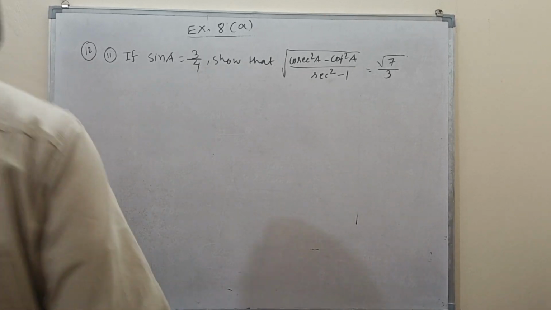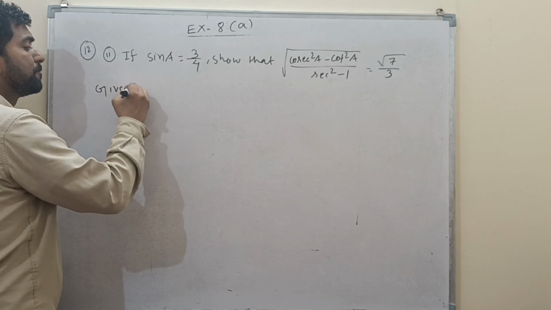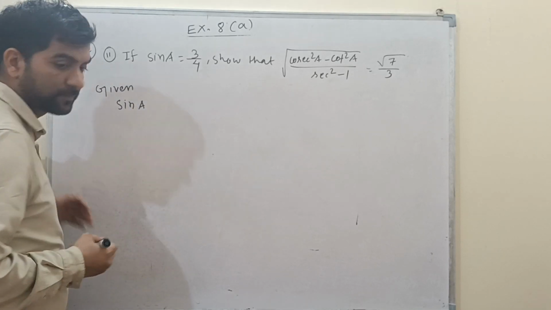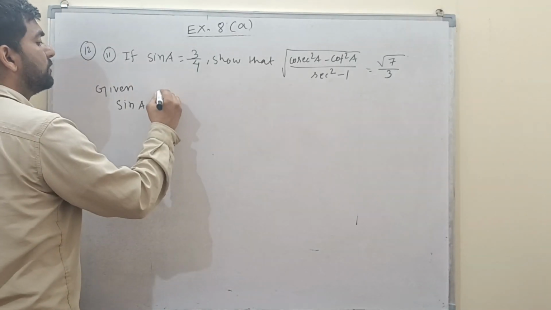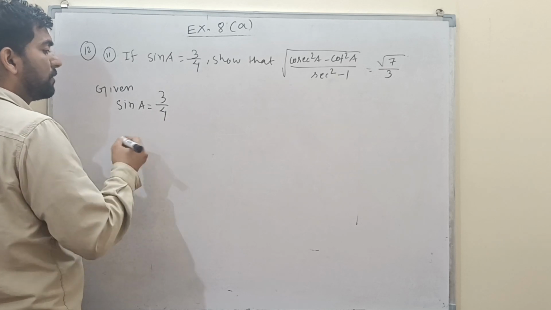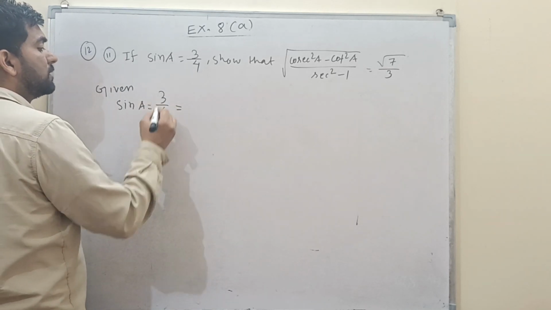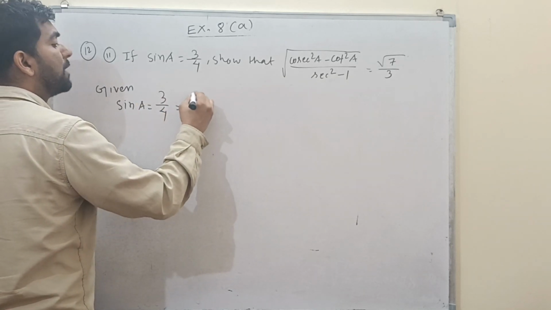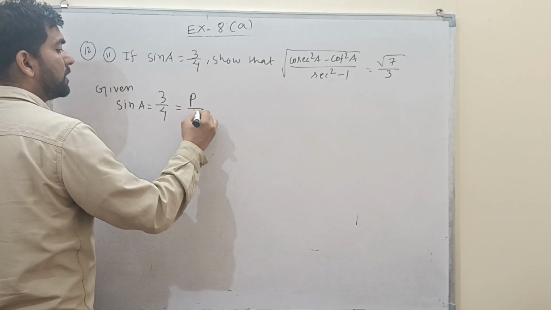Okay, so now question number 12, subdivision 2. Here, what is given? Given sine A equal to 3 by 4. So here I can write sine A, which is perpendicular by hypotenuse.